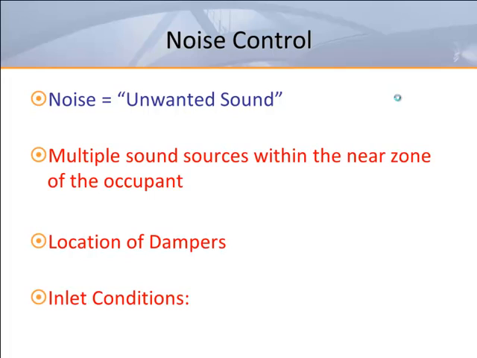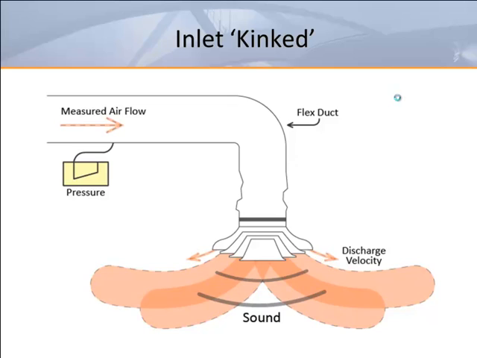When multiple sound sources, such as more than one diffuser, are located near the occupant, there's also an additive effect. Dampers located at or near the neck of the outlet will add to the sound level of that outlet. Less than ideal inlet conditions will increase the sound level of an outlet. This diagram shows two diameters of duct at the inlet of the diffuser. But since the flex duct is kinked, the airflow into the diffuser can become turbulent, increasing the sound level into the room.